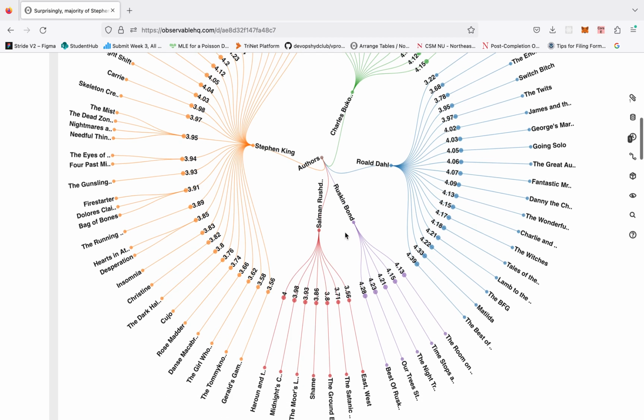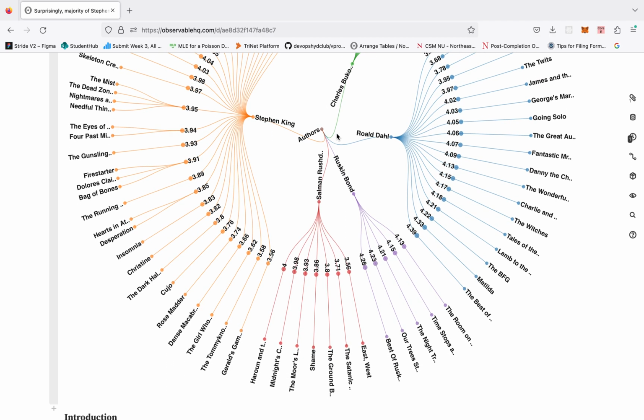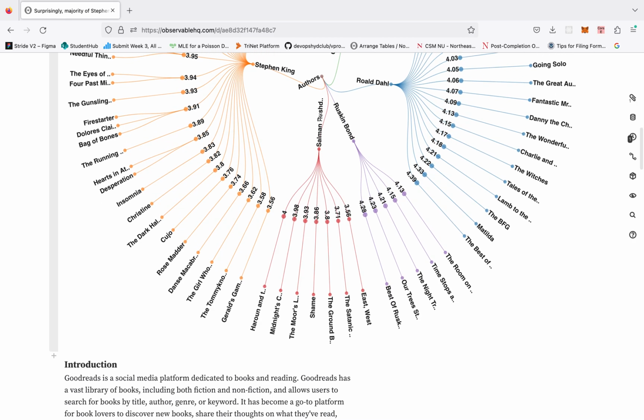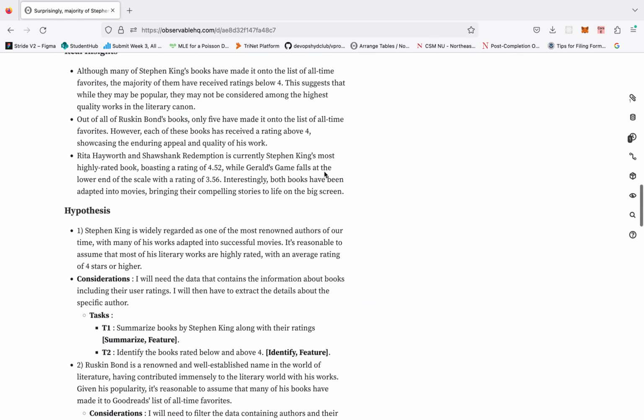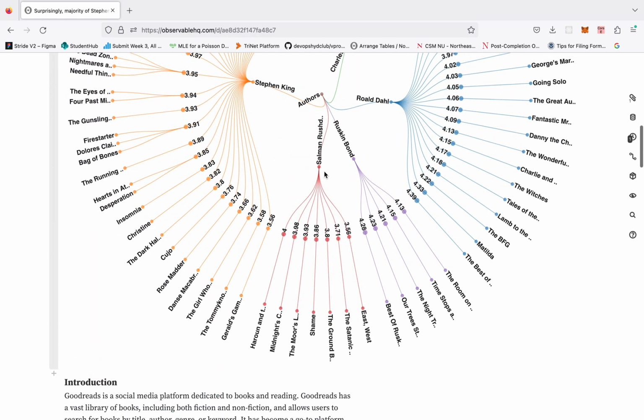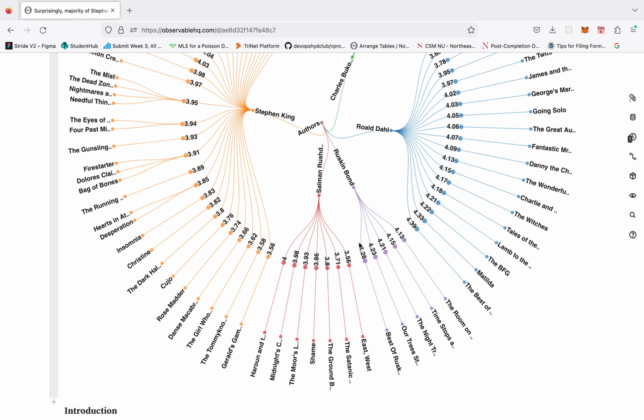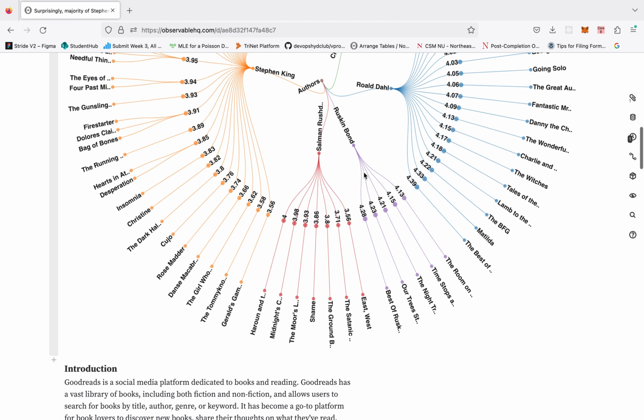As for our second hypothesis, Ruskin Bond, I assumed that he would have a lot of books that made it to the all-time favorite list, but it is pretty evident from the graph here that 1, 2, 3, 4, 5, only 5 of his books made it to the list.